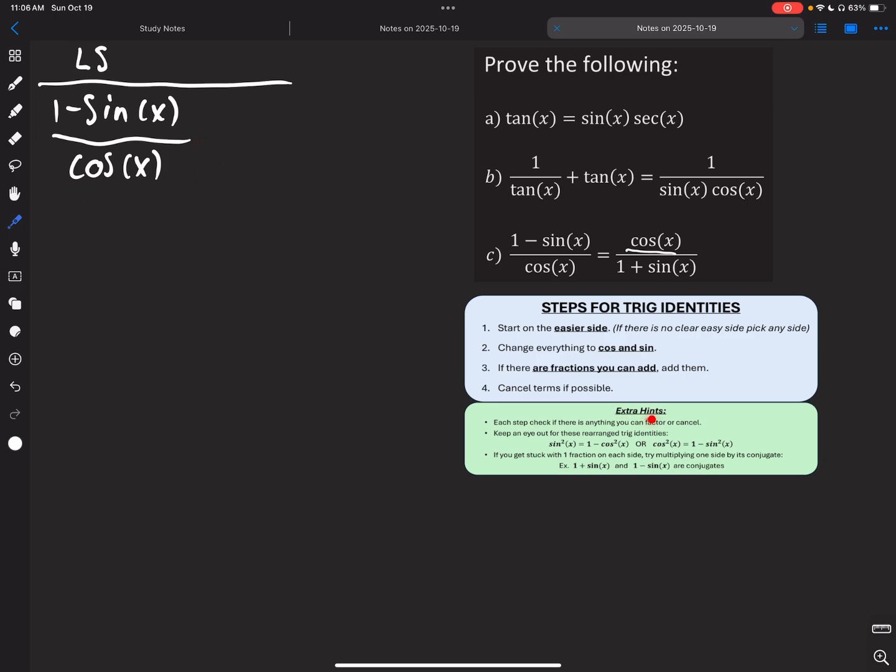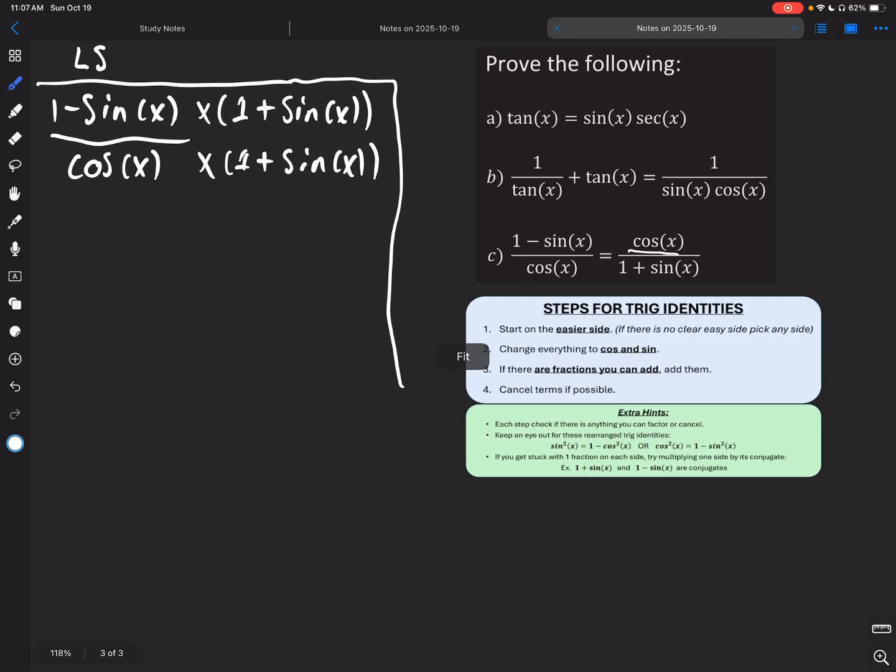So let's go down to our extra hints here, and I want to look specifically at this last hint. If you get stuck with one fraction on each side, try multiplying one side by its conjugate. So we're stuck right here. There's one fraction on each side. So we're going to try multiplying one of these by its conjugate. So let's do our left side. And just to remember what our conjugate is, for example, 1 minus sin x, its conjugate would be 1 plus sin x. And whatever we do to the top, we've got to do to the bottom here. So we're going to multiply both by that there. Okay, so let's see what this gets us here.